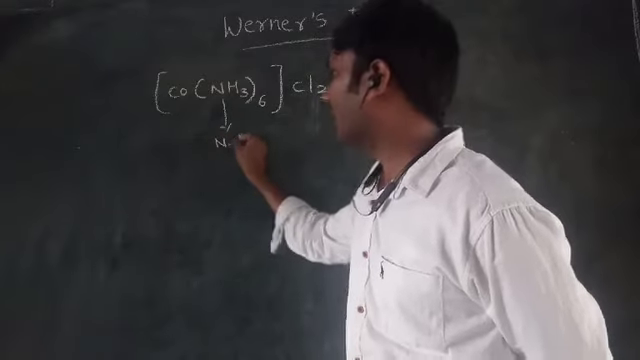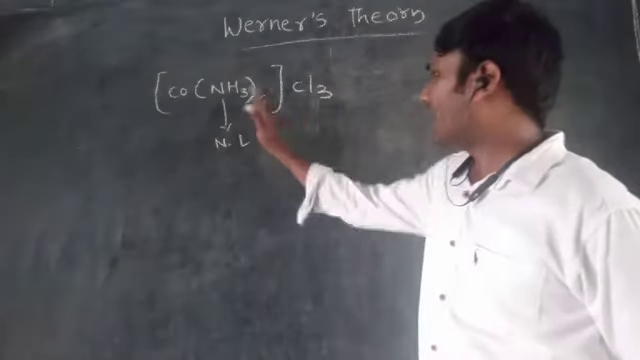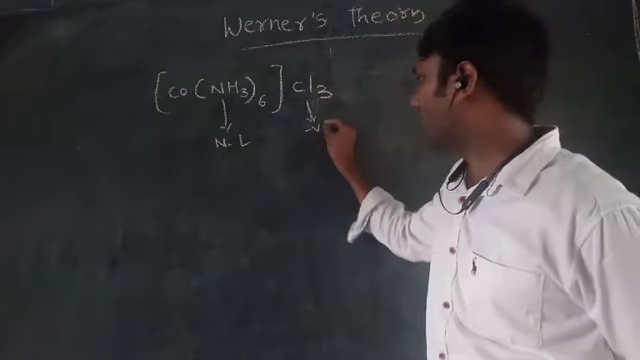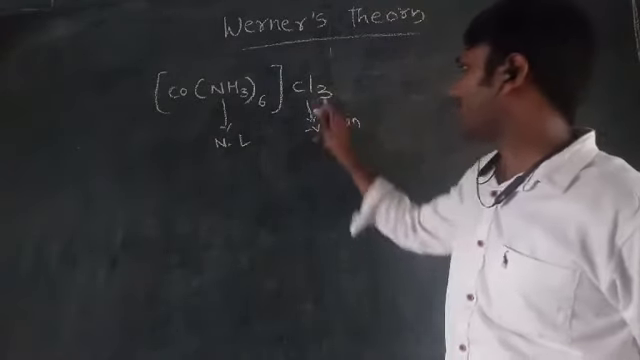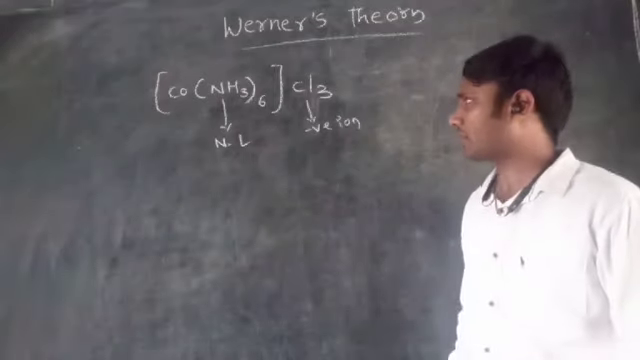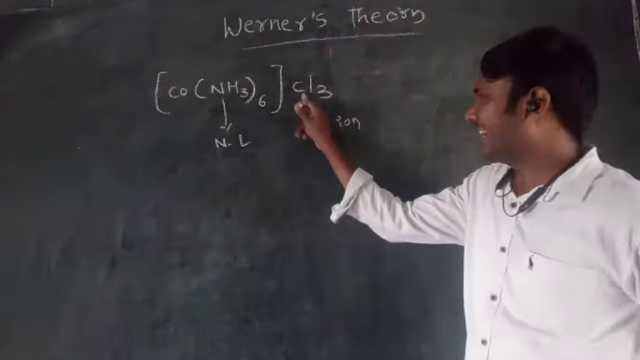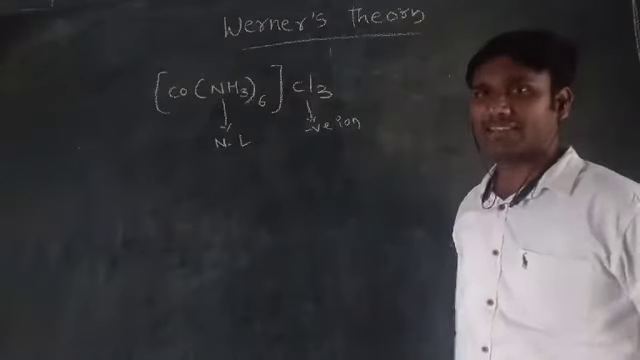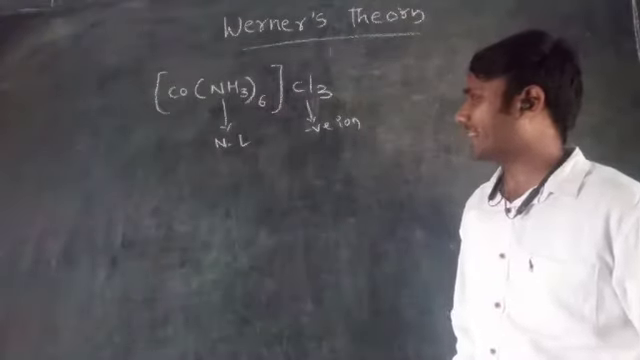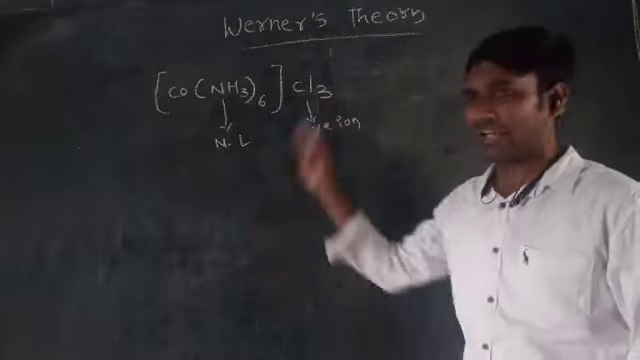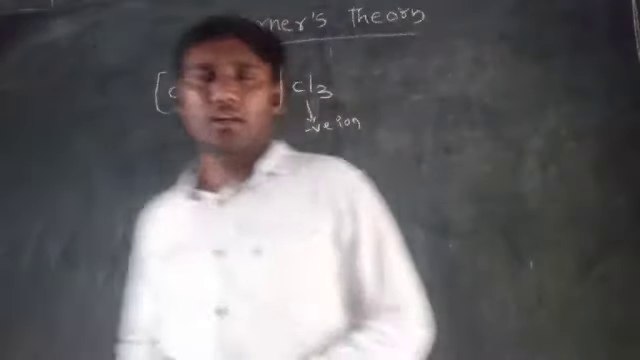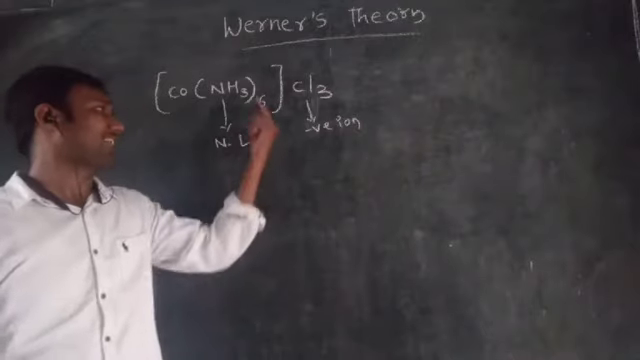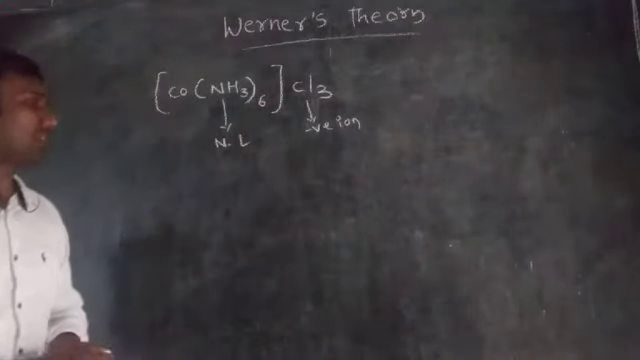After the square bracket, some negative ions are present. How many negative ions? 3 negative ions. These 3 negative ions are present after the coordination sphere. So, after the coordination sphere, any ion present is called a counter ion. Here, there are 3 counter ions, 6 ligands, and one central metal atom.